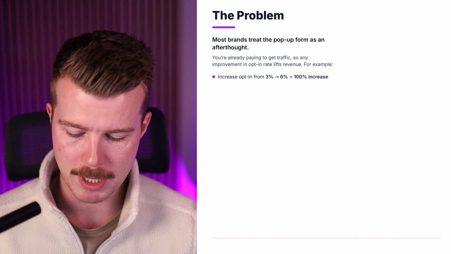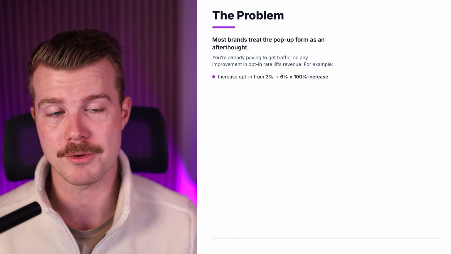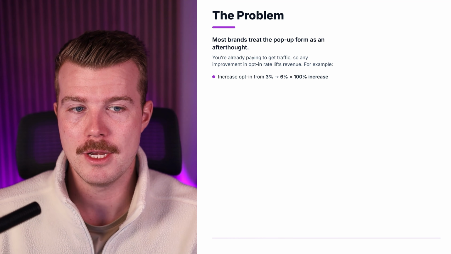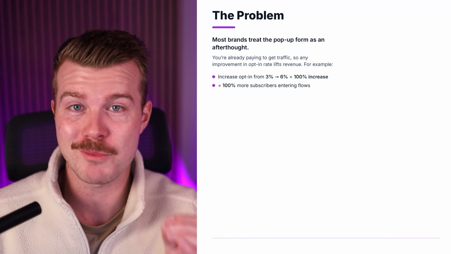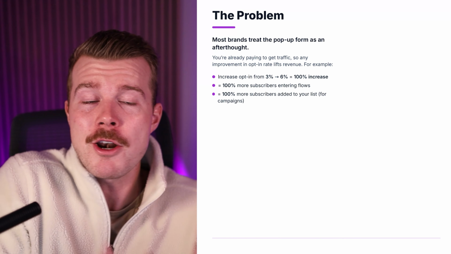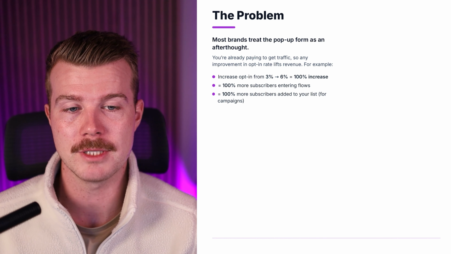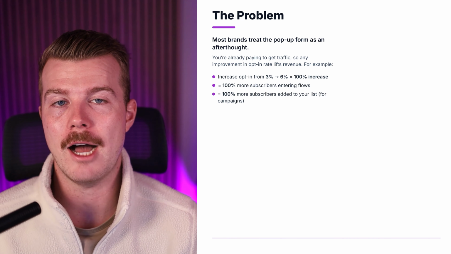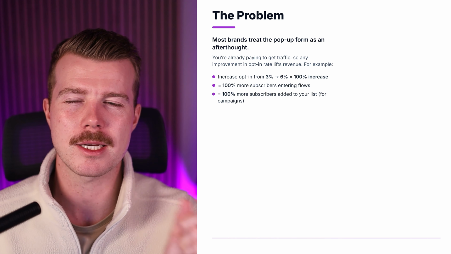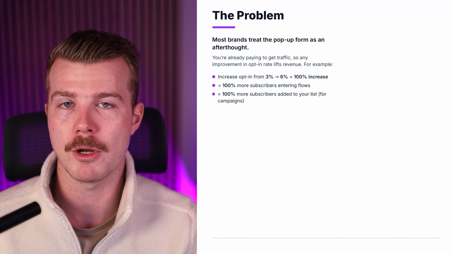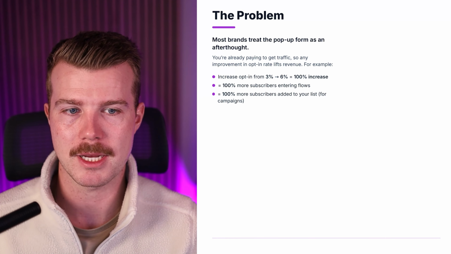So if you increase your pop-up from 3 to 6%, that is a 100% increase, which means 100% more subscribers entering your flows, which means 100% more subscribers added to your list for campaigns. It is wild how much of an impact what seems like small changes can have. Even small changes like language with your pop-ups can have huge impacts.